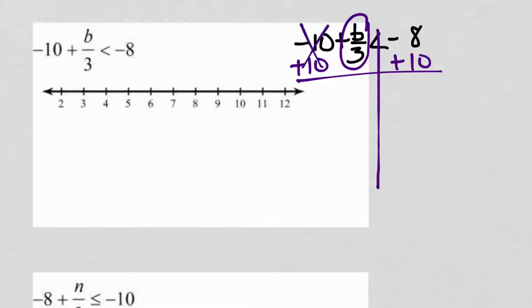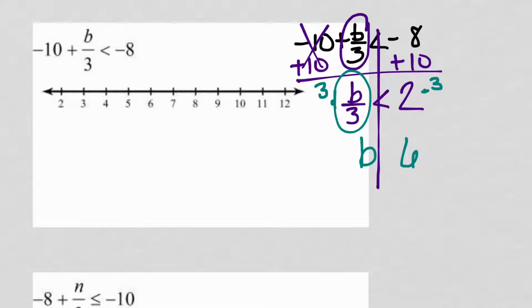Negative 10 plus 10 gets rid of it. b divided by 3 gets brought down. My inequality stays, and negative 8 plus 10 is a 2. Circling what I'm solving for, how do I get rid of the divide by 3? I multiply by 3. So I end up with b, and 2 times 3 is 6. Now since 3 wasn't negative, the inequality remains the same.